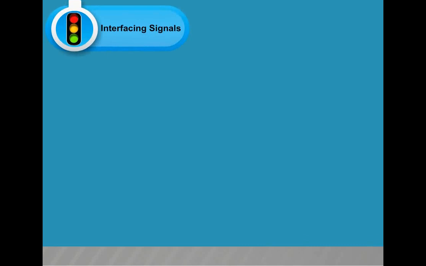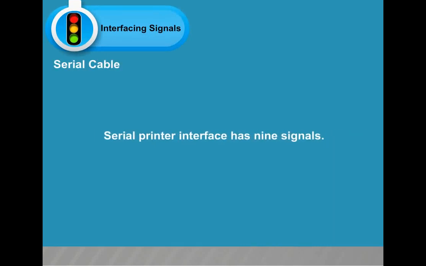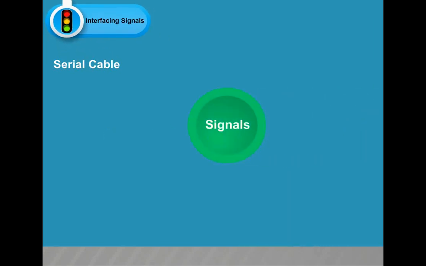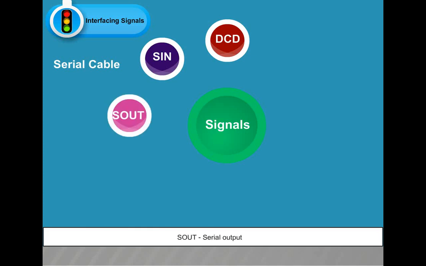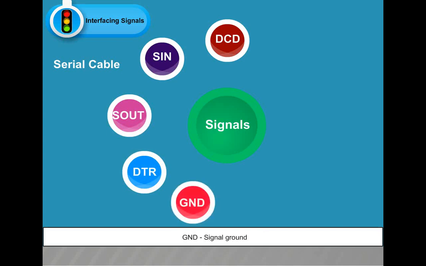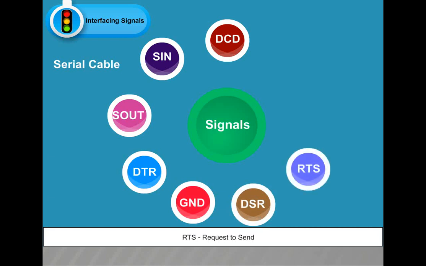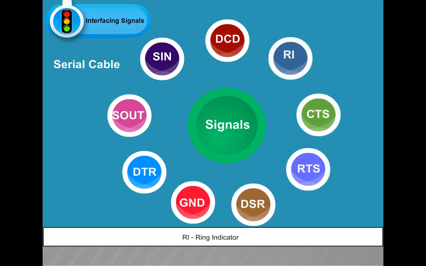Interfacing signals. Serial printer interface has 9 signals. They are DCD, Data Carrier Detect, SIN, Serial Input, SOUT, Serial Output, DTR, Data Terminal Ready, GND, Signal Ground, DSR, Data Set Ready, RTS, Request to Send, CTS, Clear to Send, RI, Ring Indicator.